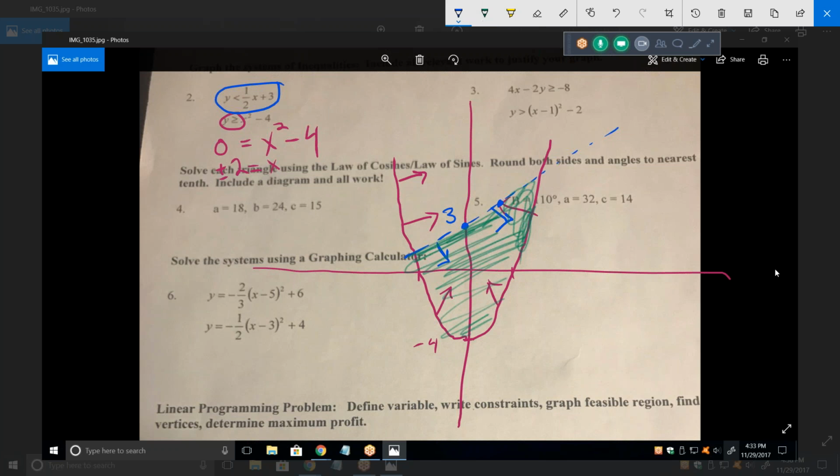Now, let me ask one last thing. Is this point in the region? Yep. Is this point? No. Is this point? No. Yes. If it's on a solid line, it is. Oh, okay, yeah. Is this point? No. Because it's on the dotted line. So it either has to be inside or on a solid edge. That's the only points that are in the region.